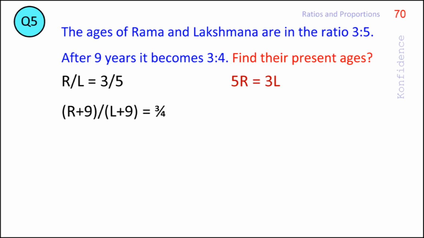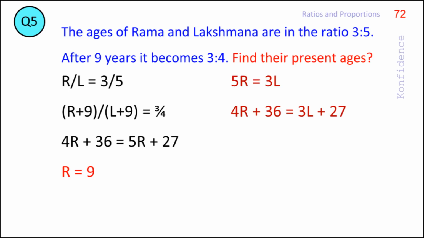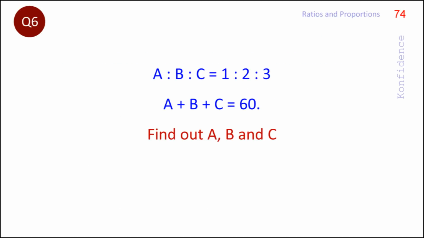From the first equation, we get 5R equals 3L. And from the second one, we get 4R plus 36 equals 3L plus 27. Now, solving these two equations, we will get R equals 9 and L equals 15. The assumption here is that you know how to solve the equations. Here, it is given A is to B is to C equals 1:2:3. And the sum A plus B plus C equals 60. And you are asked to find out A, B and C.